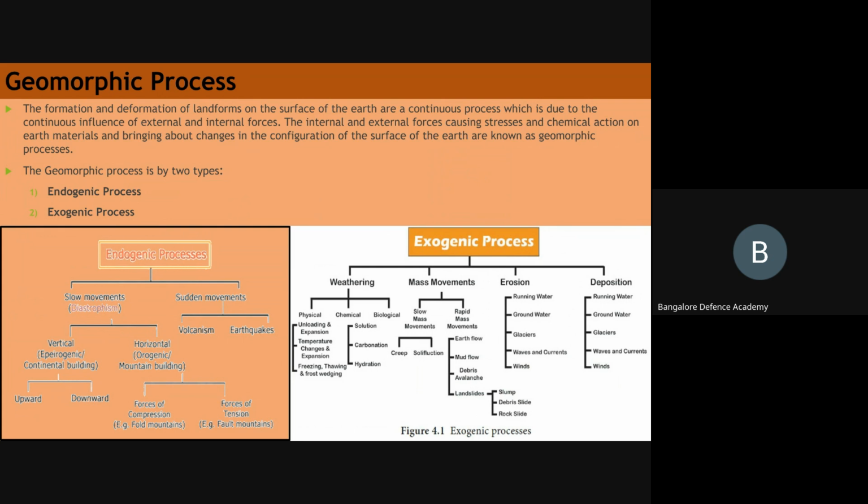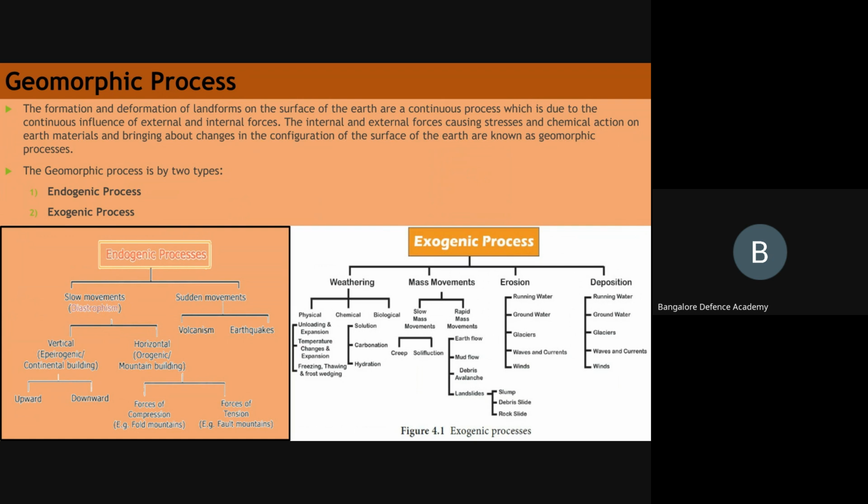If compression happens, what will happen? Fold mountains will be formed. If tension happens, block mountains will be formed. There are these types of mountains: one is called fold mountains, one is called block mountains. For example, this is one plate and this is another plate. Now what will happen? There is a mountain building, it is horizontal.